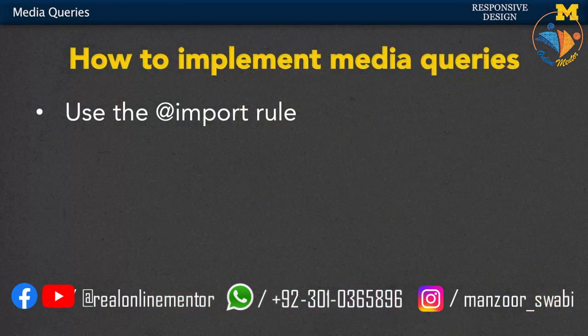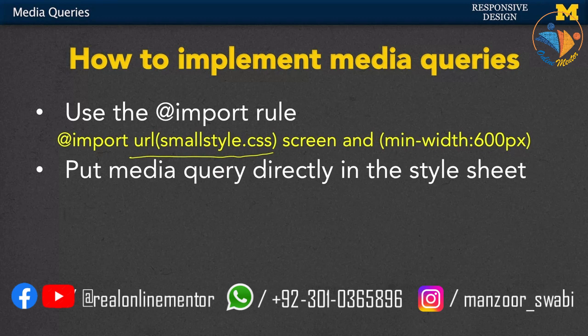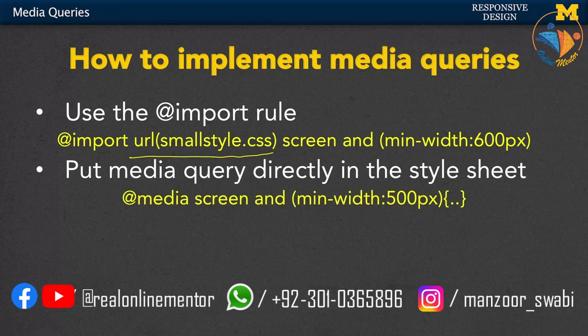There are three ways to implement media queries. The first is to use the import rule. Inside your CSS, you would use import. You'd include the URL for the style sheet that you want to import, as well as the different size and conditions on when you want to import it. So in this case, if my screen has a minimum width of 600 pixels, we would want to use smallstyle.css.